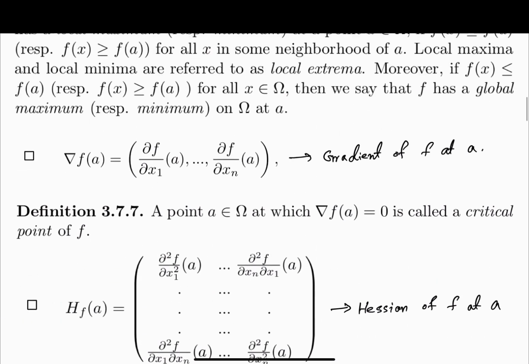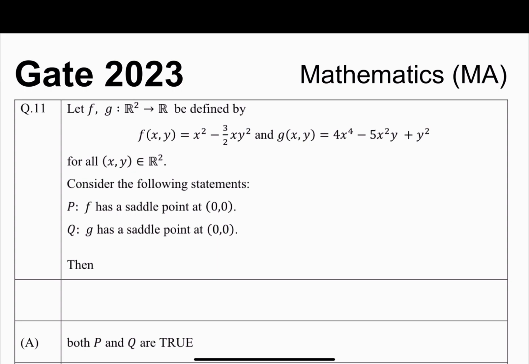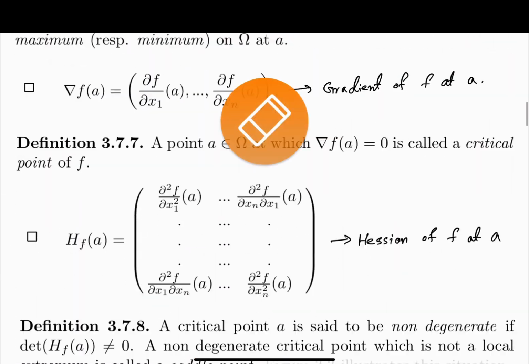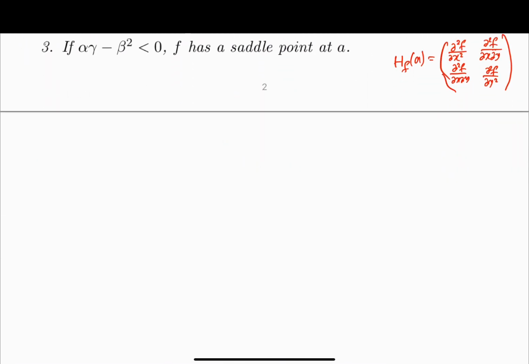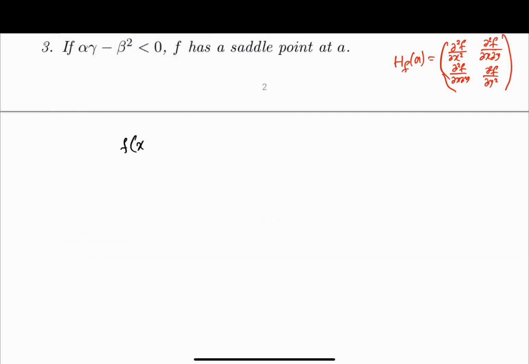Okay. So let's then solve question number 11. So f is given as f(x, y) = x² − 3xy + y². So we have to check whether (0, 0) is a saddle point or not.